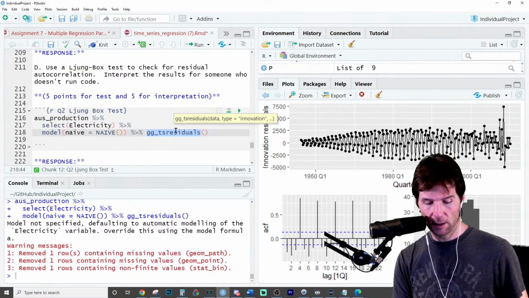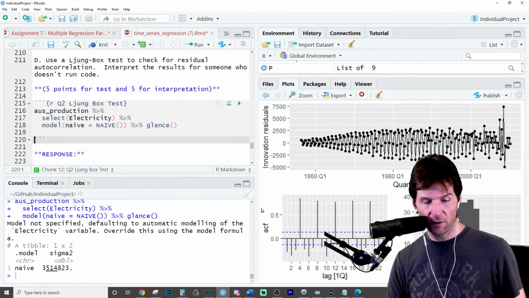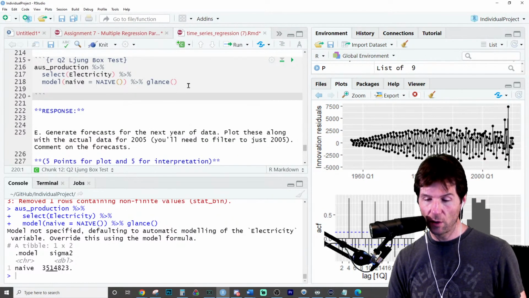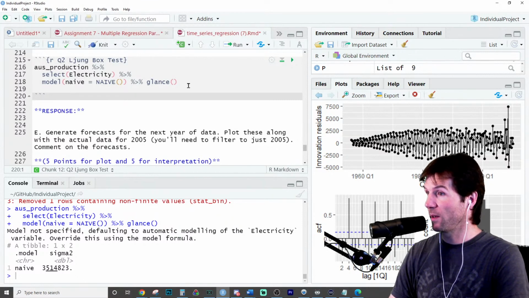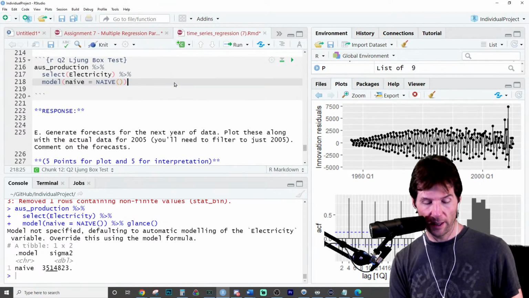Let me look at the glance. The naive model is really bad. It's not even giving us extra things. The naive model has no variables in it, so it has no parameter estimates. The naive model is going to be the baseline starting point. And let's go ahead and add on.